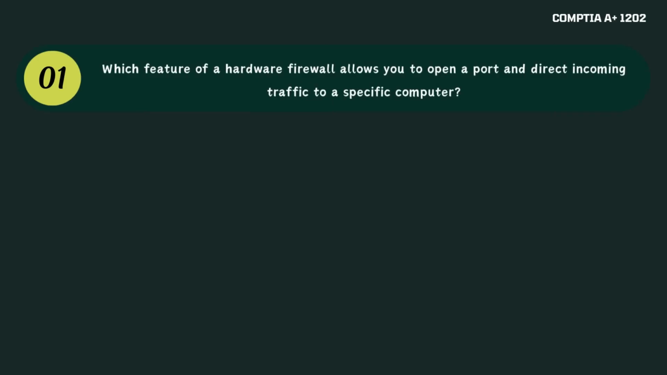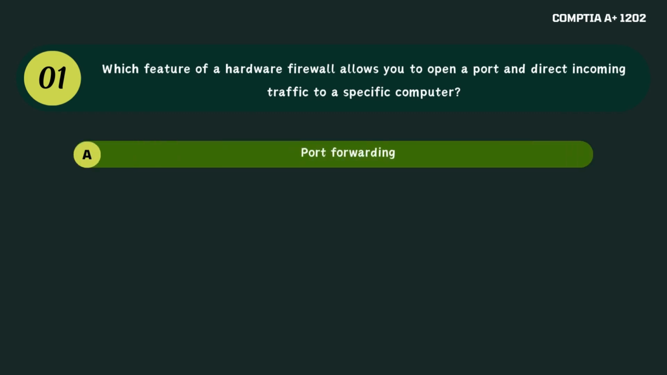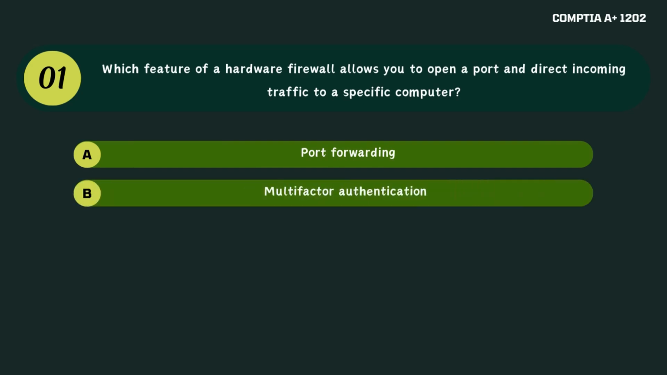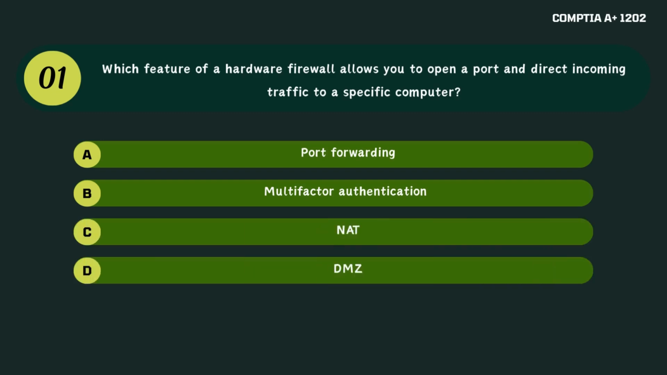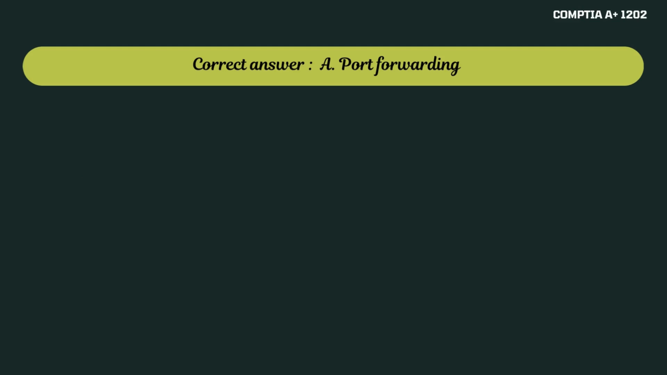Question 1. Which feature of a hardware firewall allows you to open a port and direct incoming traffic to a specific computer? A. Port forwarding. B. Multi-factor authentication. C. NAT. D. DMZ. Correct answer. A. Port forwarding.